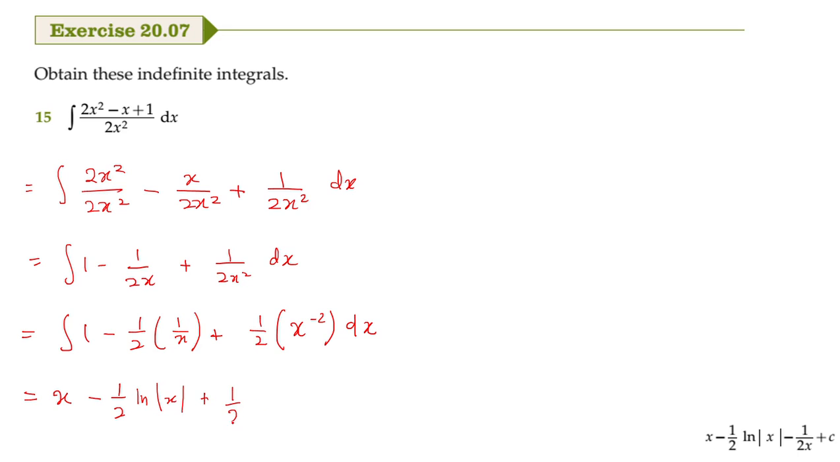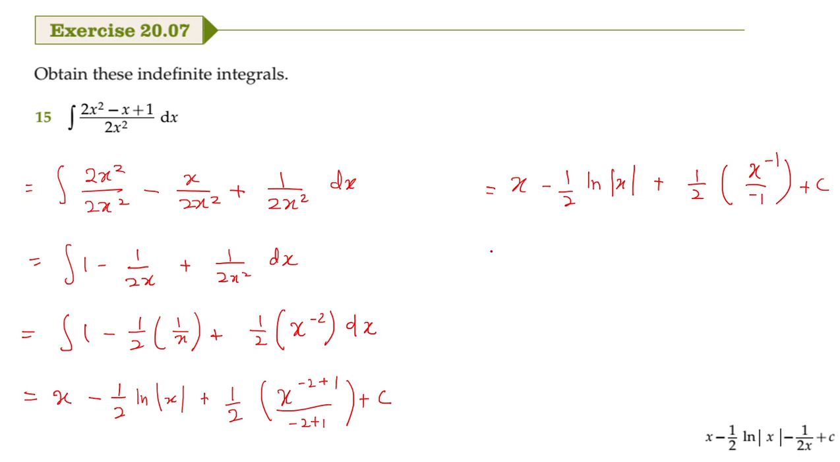Plus 1 over 2 differentiate x power of negative 2. Remember, negative 2 plus 1 divided by the new power plus c. Okay, so what do we have? X minus 1 over 2 ln modulus of x plus 1 over 2 x power negative 1 over negative 1 plus c. Simplify again. 1 over x minus 1 over 2 x plus c.